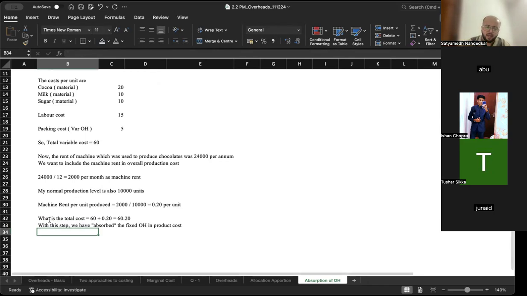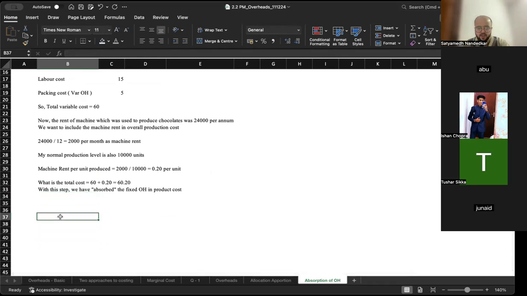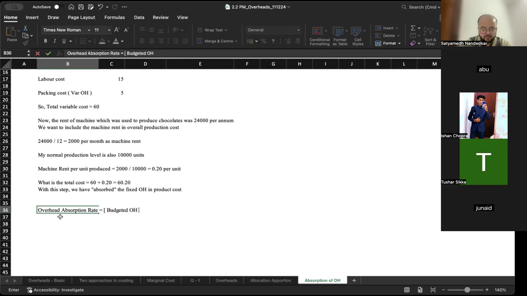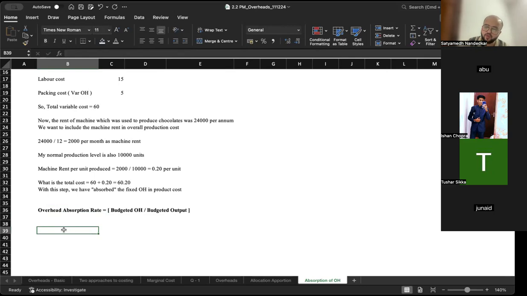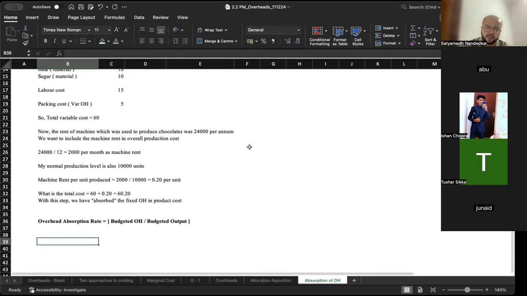Now, the way this is calculated, this calculation that you did here, for this, you will have to understand the overhead absorption rate. Okay, overhead absorption rate is basically budgeted overhead upon budgeted output. Overhead absorption rate is budgeted overhead upon budgeted output. Okay? Are you all with me?